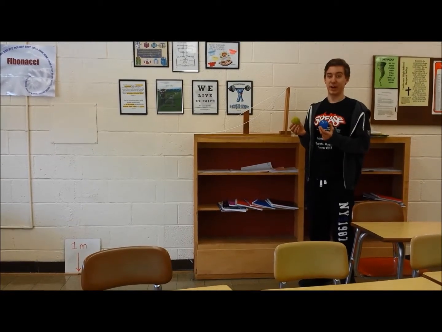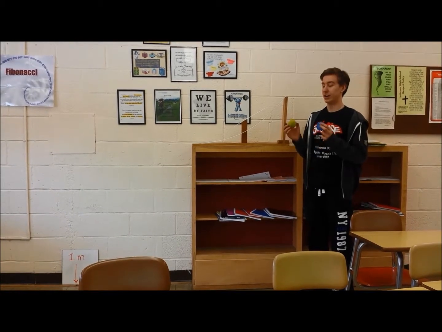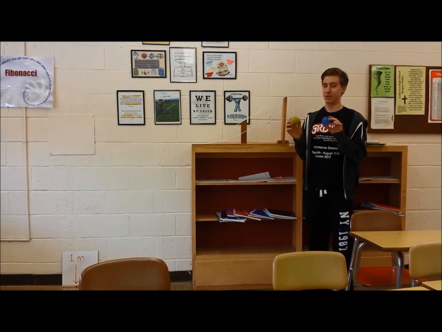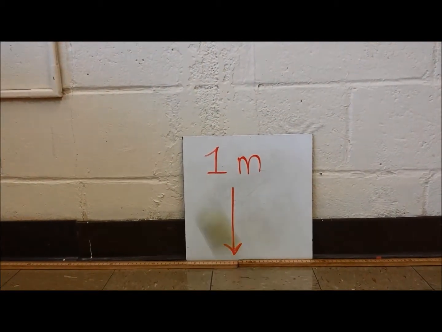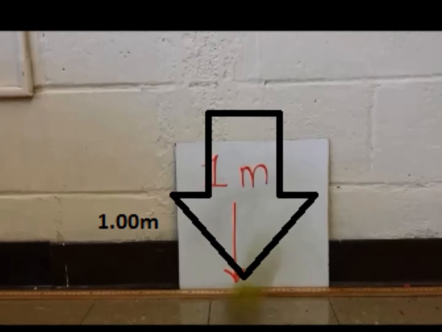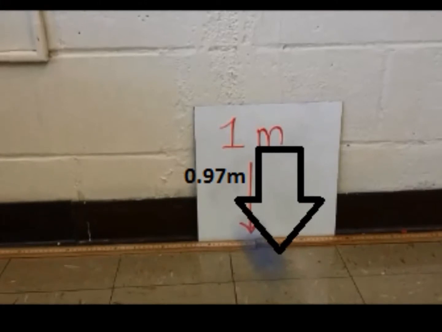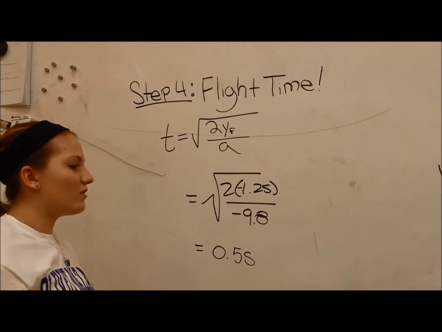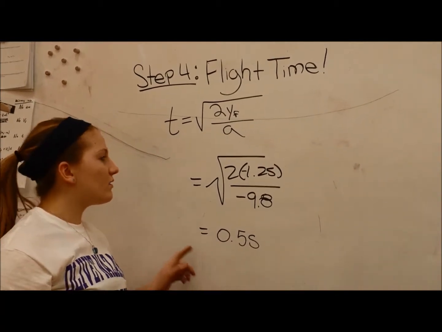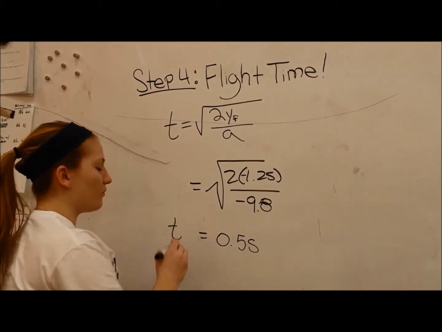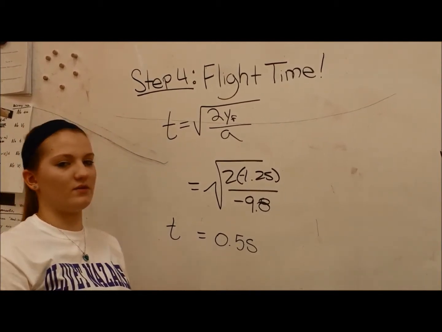So now we're going to compare the x components and time from the marble to a tennis ball and a bouncy ball. The y final and the acceleration is the same for the marble, the tennis ball, and the blue ball. Their flight time will be the same. So each ball will fall in 0.5 seconds.